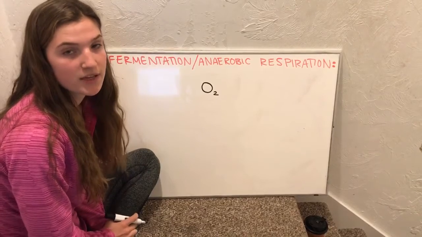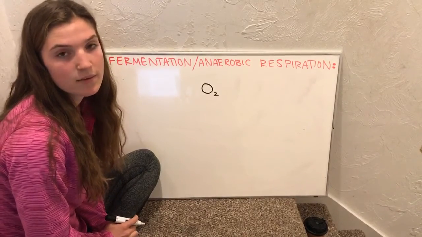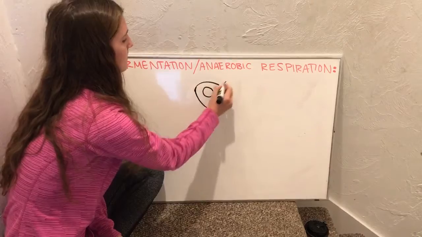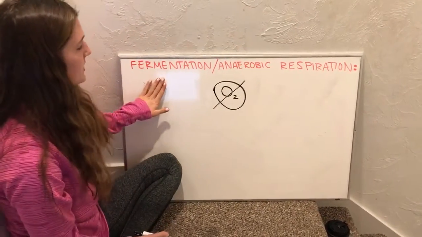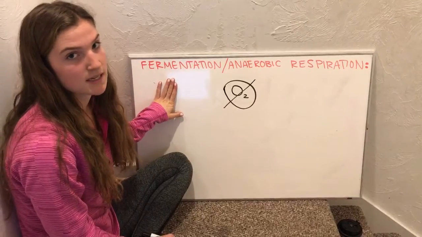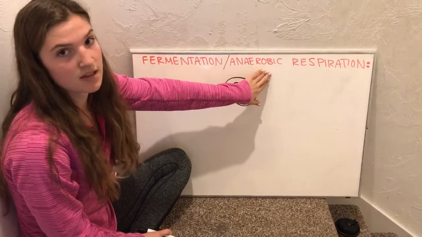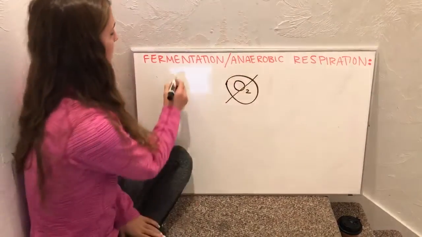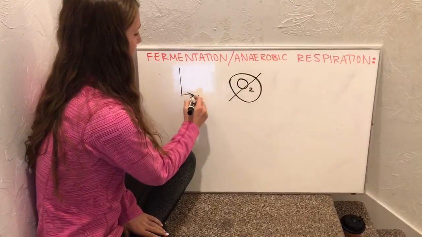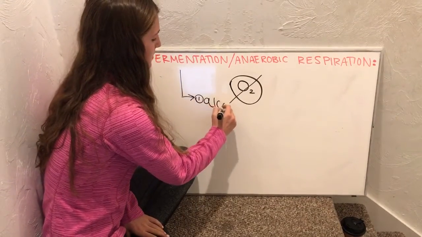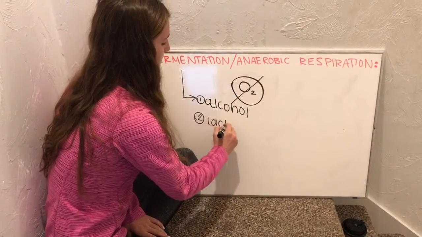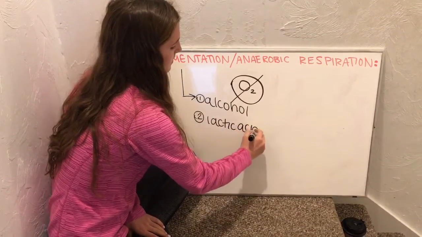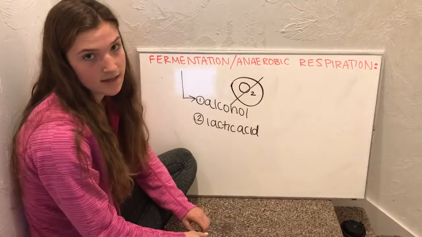Fermentation and anaerobic respiration enable cells to produce ATP without the use of oxygen. The difference between fermentation and anaerobic respiration is that in fermentation, there is no electron transport chain used, and in anaerobic respiration, the electron transport chain is used. For fermentation, there's two types. The first is alcohol fermentation, and the second is lactic acid fermentation. I will explain the two of those later.